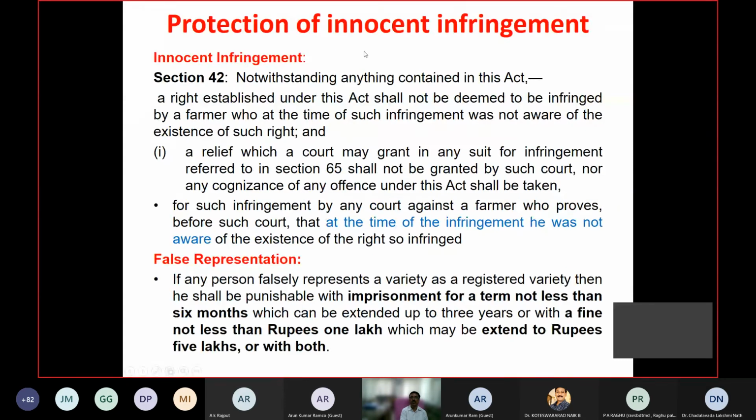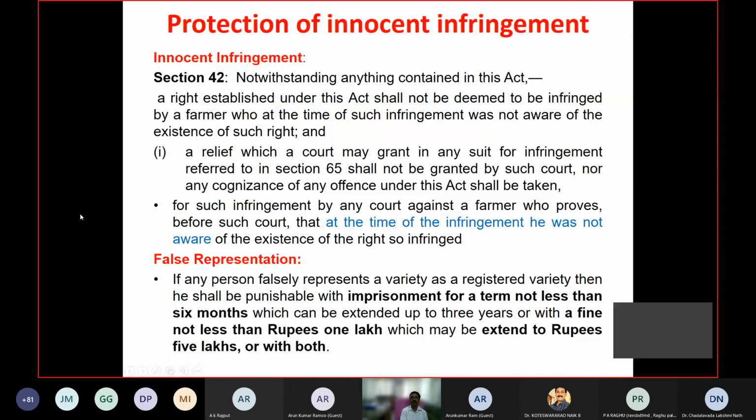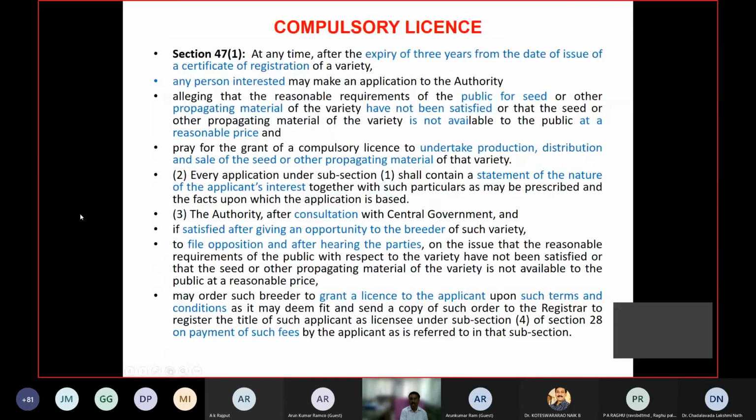I already told you, a farmer involved in any kind of innocent infringement has been given exemption. Regarding false representation, if a person falsely represents a variety, he is punished with imprisonment of not less than 6 months. False representation is not allowed under this Act, and the compulsory license provision is there.